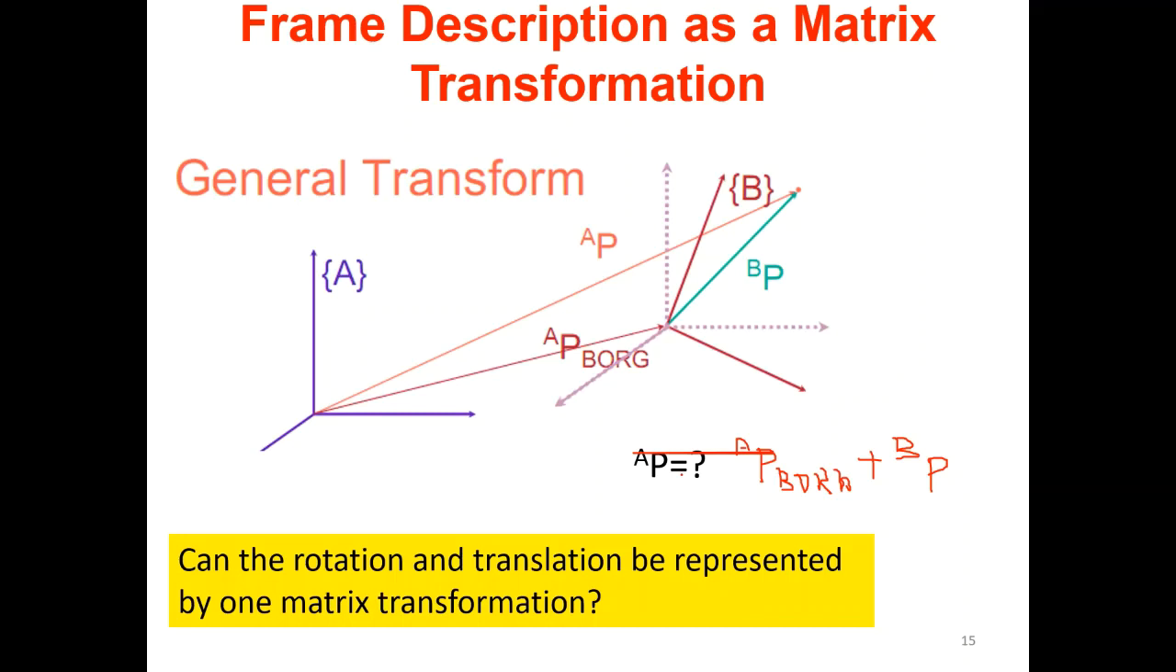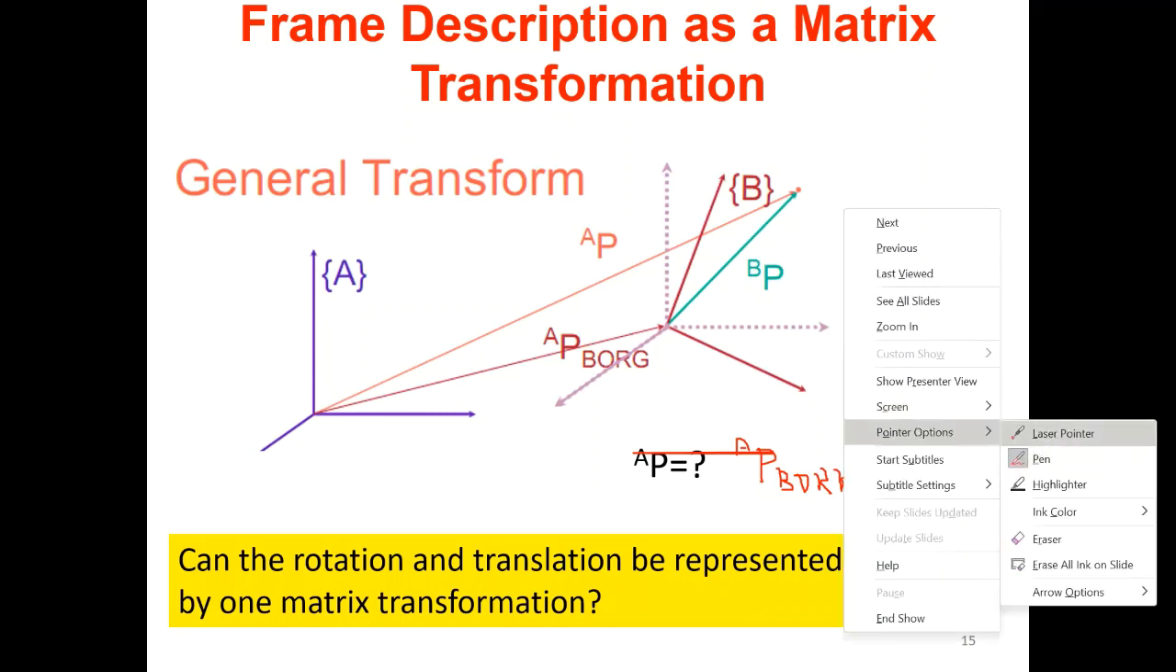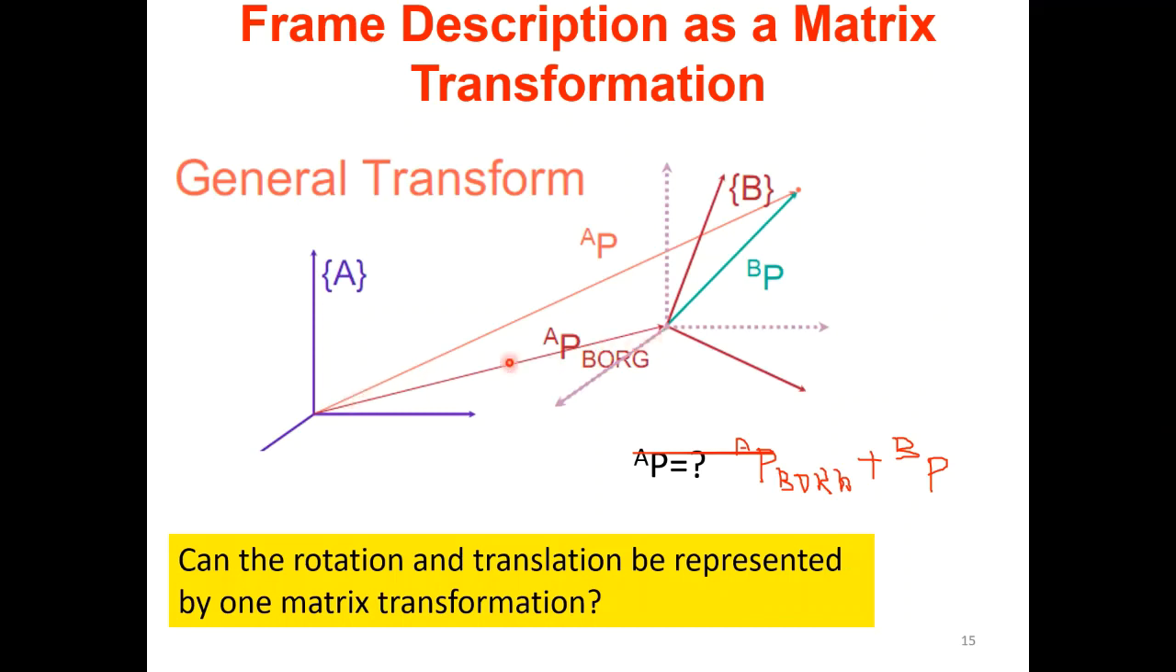Okay. So here we have two vectors, APBORG and BP. If you look at these two vectors, APBORG is a reference to A anyway, so there's no problem with that vector. But BP belongs to B, a different coordinate frame. That is the problem. So before you can add, you have to write it with respect to A.